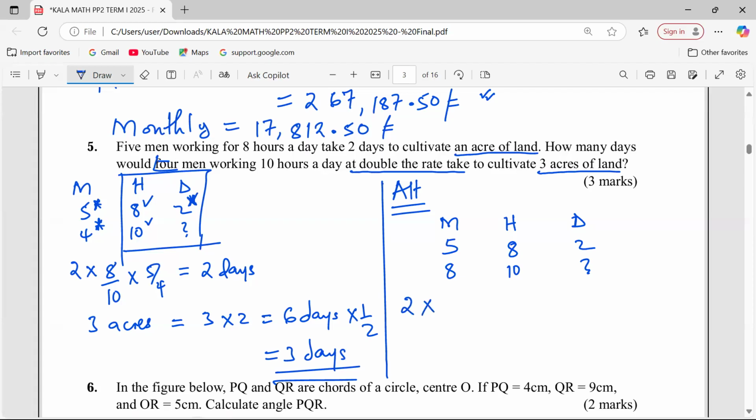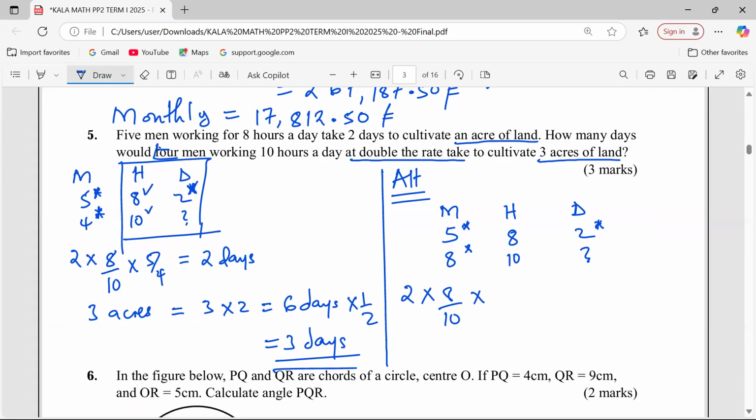So 2 will be multiplied by 8/10, then multiplied by 5 men taking 2 days. What about 8 men? They will take a shorter time, of course. So 5/8. How long are they taking to do an acre? 2 times 8 times 5 over 80, they are taking 1 day. They will take 1 day to do 1 acre.